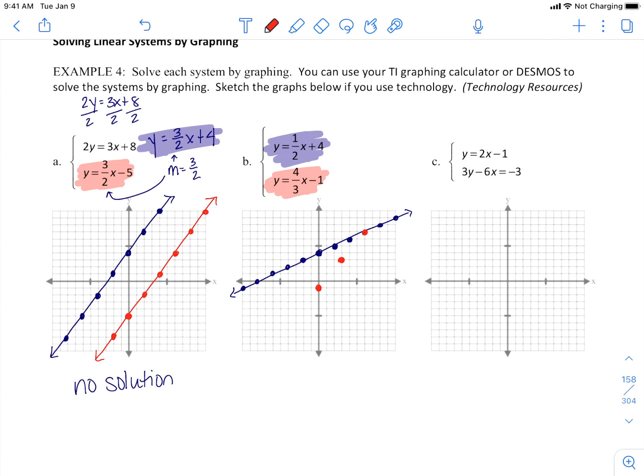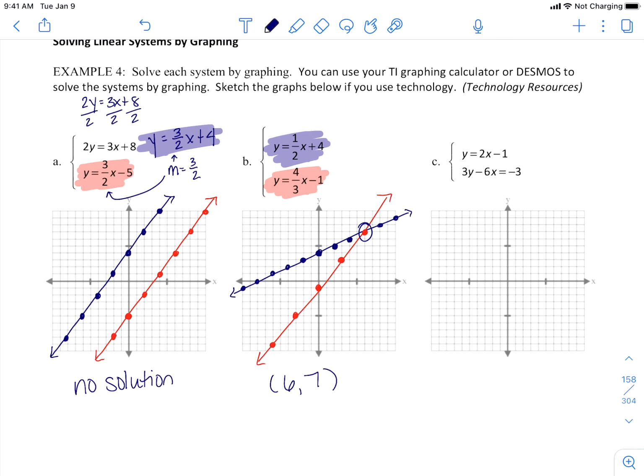And then we can also go down 4, left 3. And so we can see our solution is the point right here, which is 6, 7.